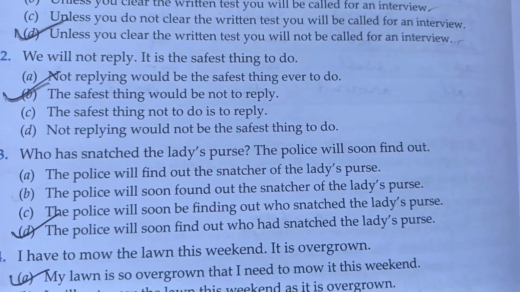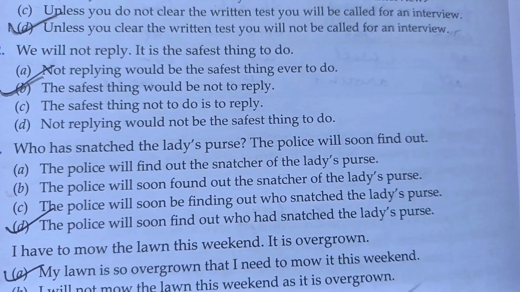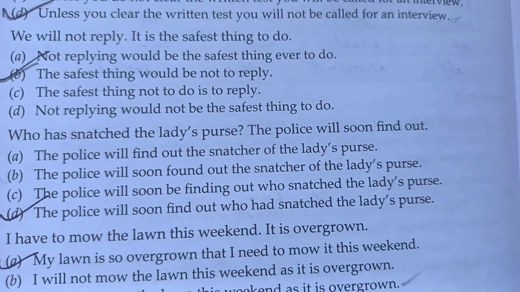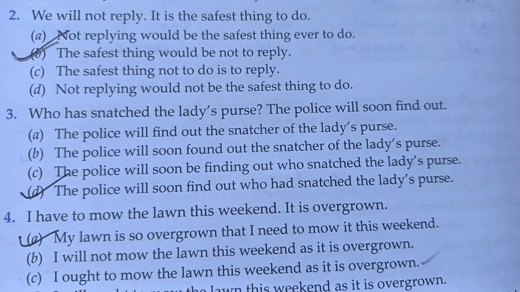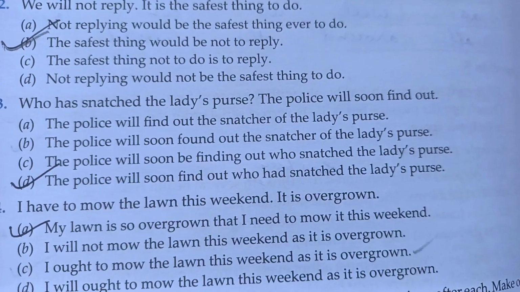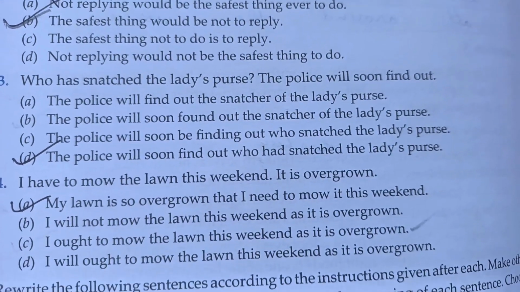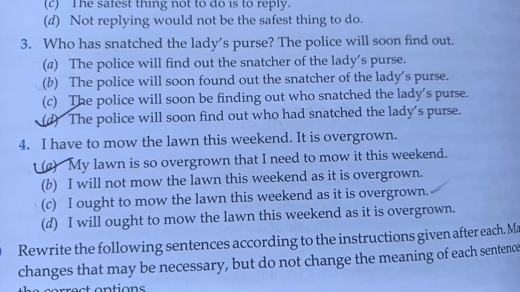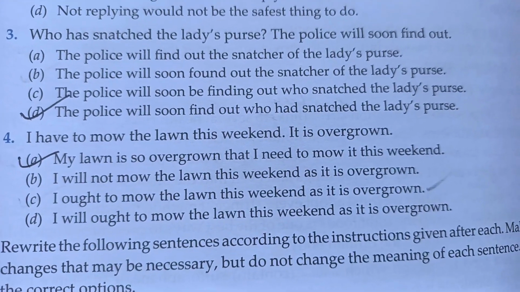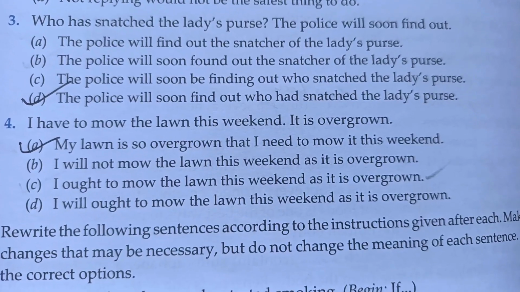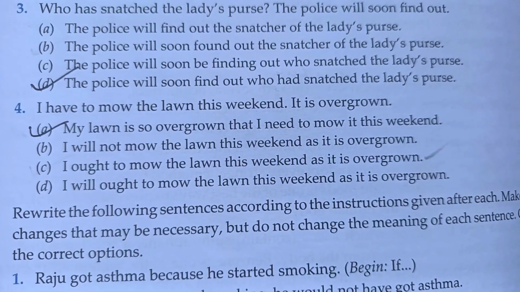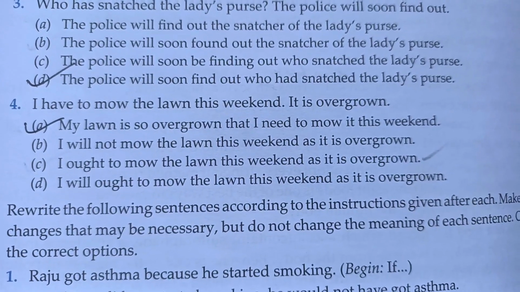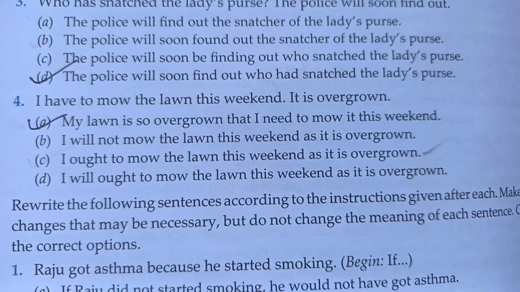Number 3, who has snatched the lady's purse? The police will soon find out. So the answer will be, the police will soon find out who had snatched the lady's purse. Number 4, I have to mow the lawn this weekend. It is overgrown. So the correct option is A. My lawn is so overgrown that I need to mow it this weekend.